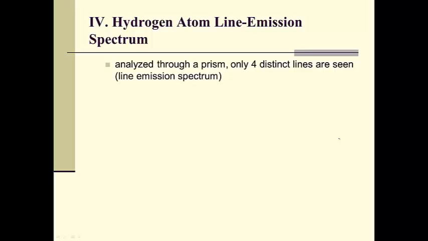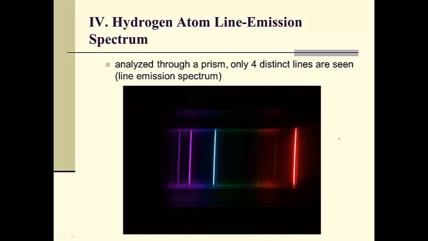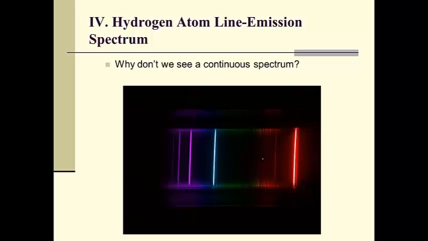There are only 4 distinct lines that can be seen, and this is known as a line emission spectrum. Basically, you get colors here, here, here, and here. These colors in between you just kind of ignore. So how come we don't see a continuous spectrum?